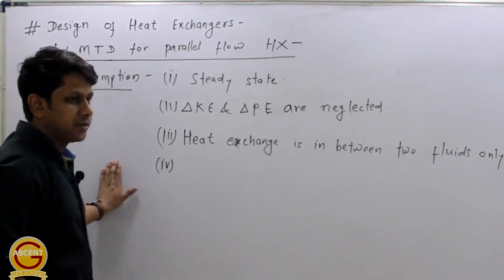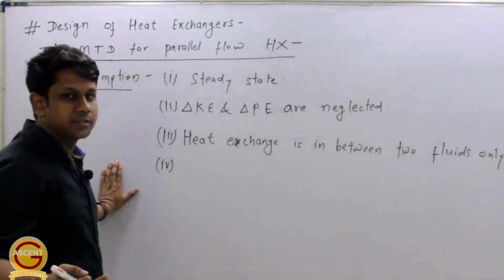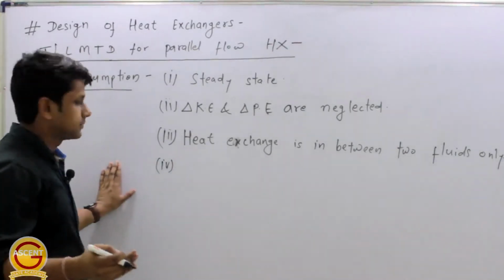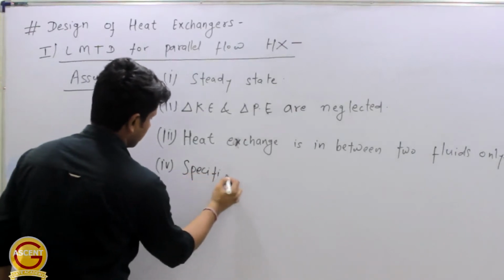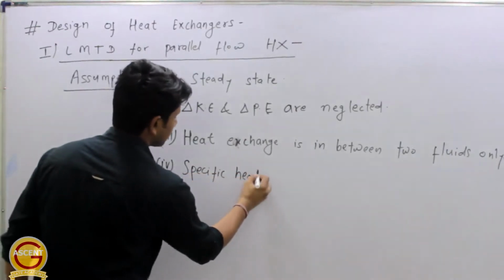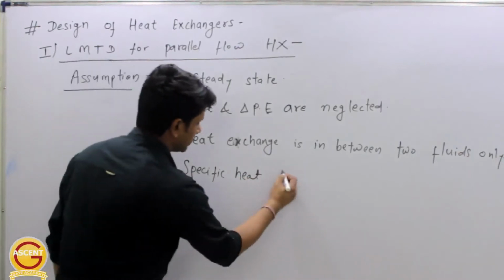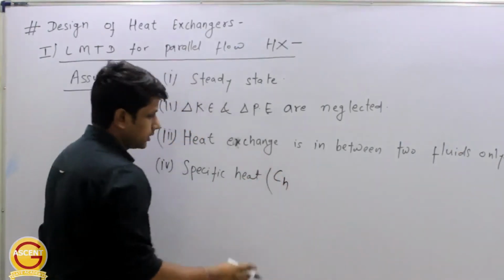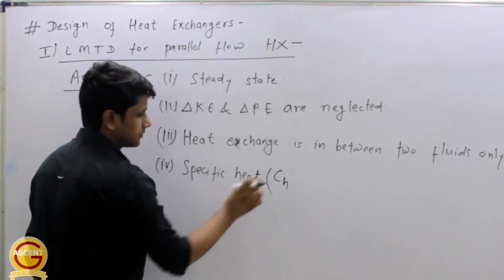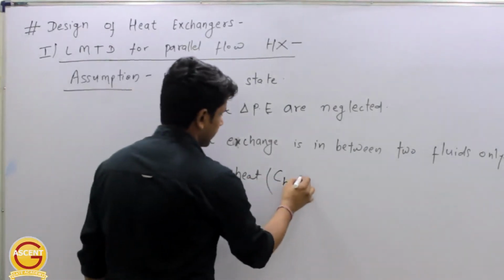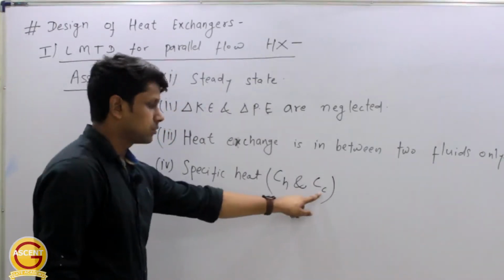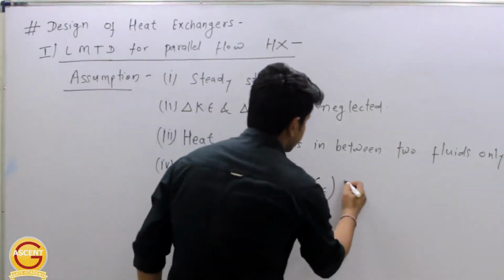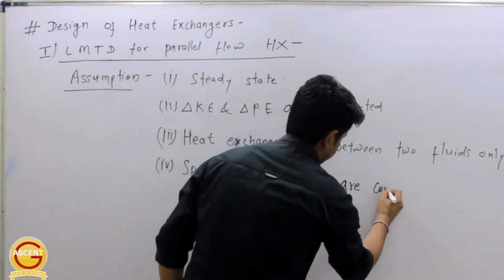The fourth one is that the specific heats of the fluids are constant. So specific heat for the hot fluid is C_H, where C is specific heat and H is the suffix for hot fluid, and for the cold fluid it is small c. So the specific heats of both fluids are constant with temperature.